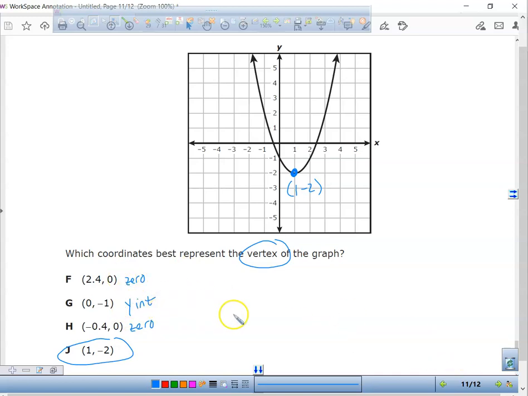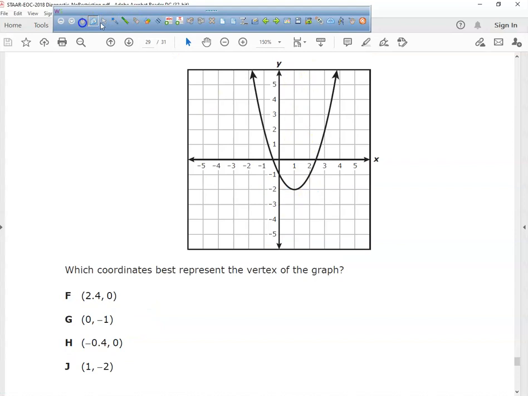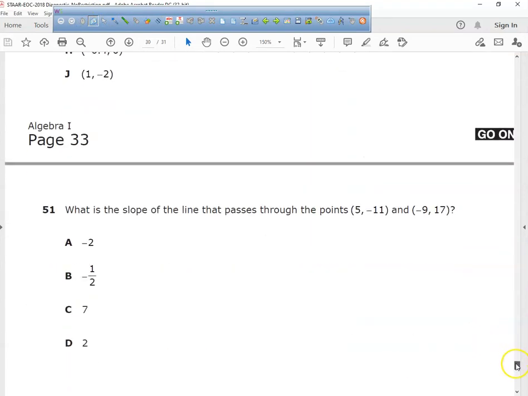The y-intercept. That's 1, 0. Remember, what are the key features of a quadratic? The vertex, the zeros, the y-intercept, and the axis of symmetry. Okay? The axis of symmetry would be right here at x equals 1. That's the axis of symmetry. So that was a pretty quick problem.